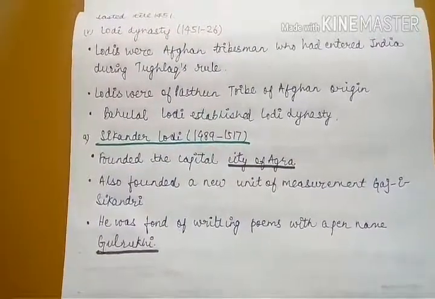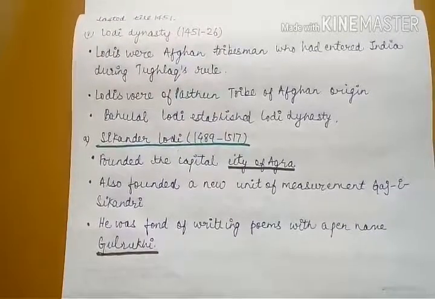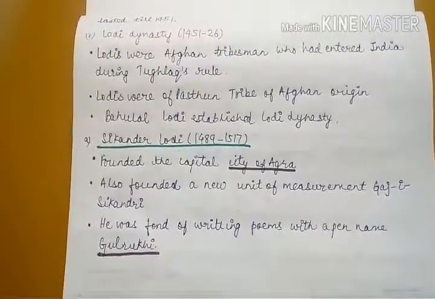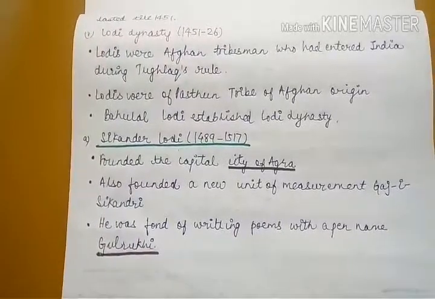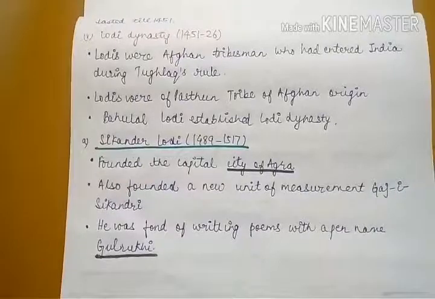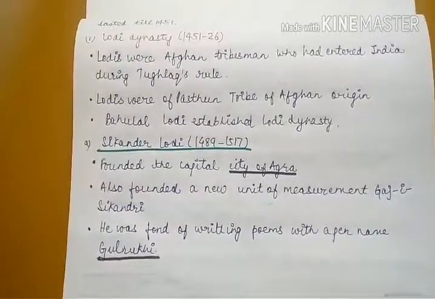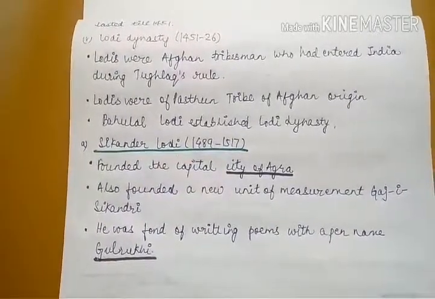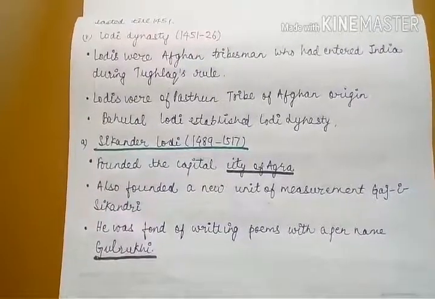After Bahlul, his son succeeded him, Sikandar Lodi, whose time period was 1489 to 1517. He founded the capital city of Agra. Also, he introduced a new unit of measurement, Gaz-i-Sikandari. He was fond of writing poems with the pen name Gulrukhi.